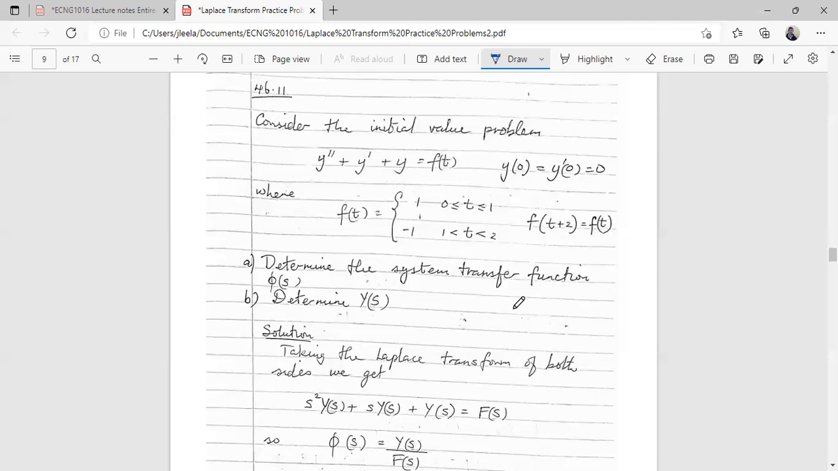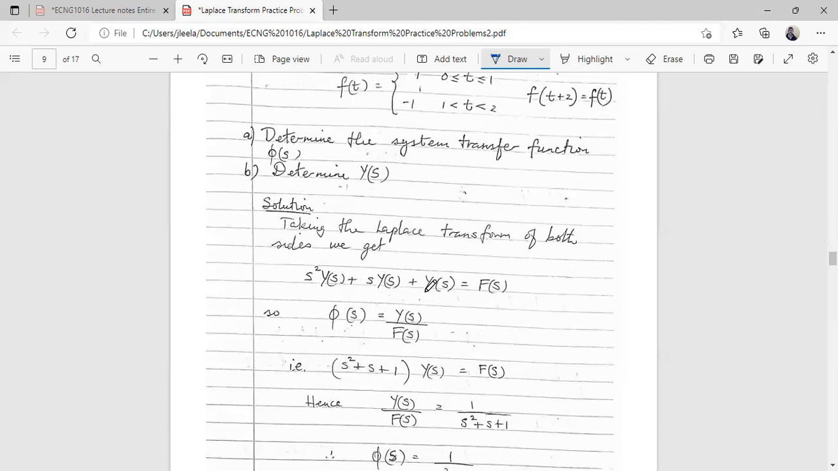So now we take the Laplace transform on both sides. Since the initial conditions are all 0, the Laplace of y double prime will be s squared Y(s). The Laplace of y prime will be sY(s), and the Laplace of y will be just Y(s). The Laplace of f(t) is F(s). And we know that the transfer function here is Y(s) over F(s), right? The output function over the input. Your output is your y function, and the input is your f function.